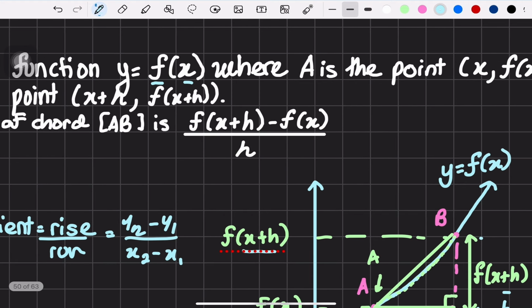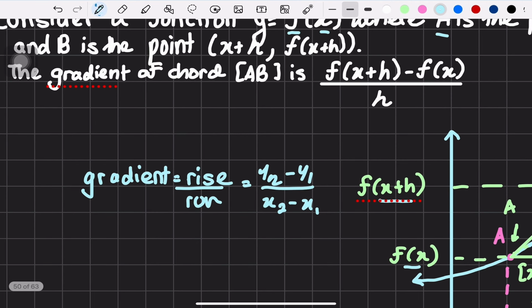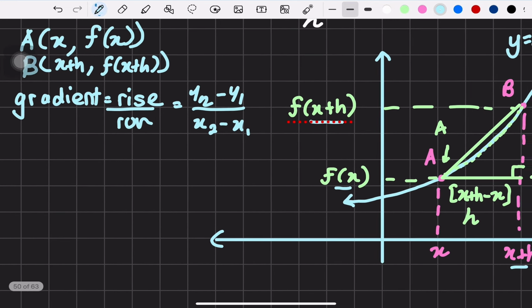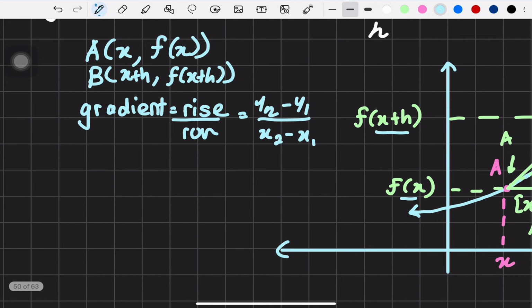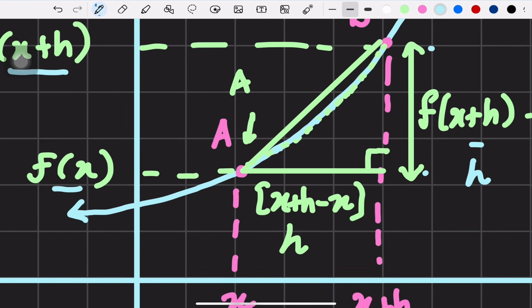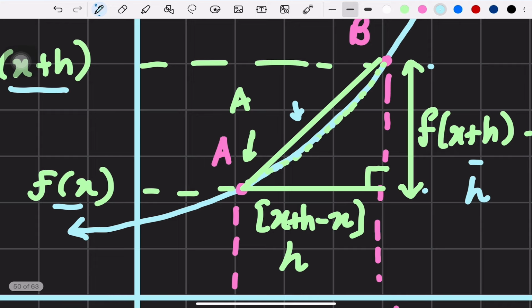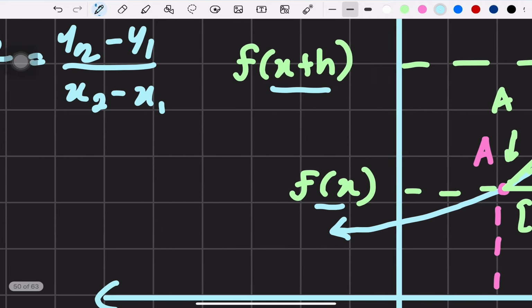Okay, we know that point A is x, f of x. And we know point B is x plus h, f of x plus h. So now that we know this information, we can find the gradient of this slope right here. What this slope helps you with, I'll explain later on, but it's really important that you calculate the gradient first.